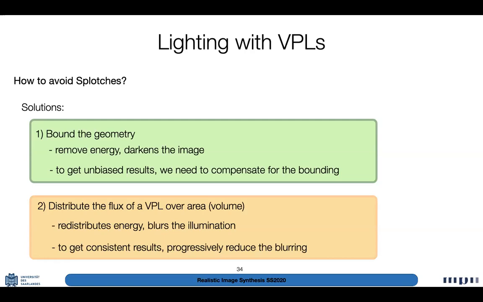The second approach, which we will see later on, is how to distribute the flux of a VPL, which right now is a point, or in mathematical terms, a Dirac. If we can distribute it over an area or a volume, that could help consistently remove these singularities, and hopefully progressively things get better. First, let's look at how we can bound the geometry here. By geometry, I mean the geometric term, because the singularity was happening because of the inverse distance square term in the geometric term there.